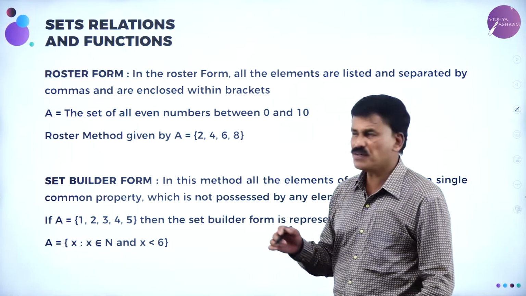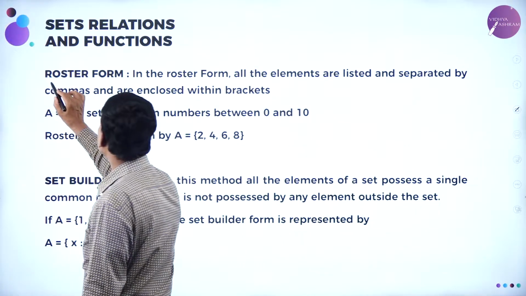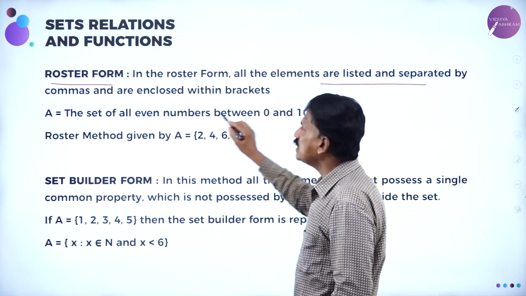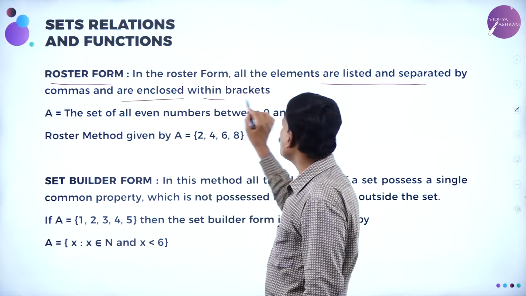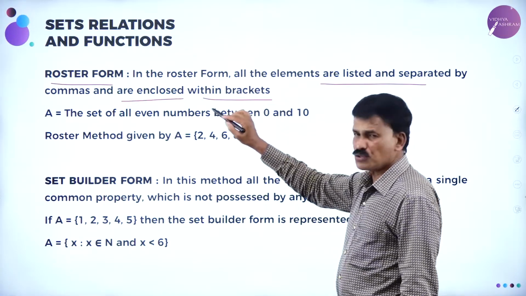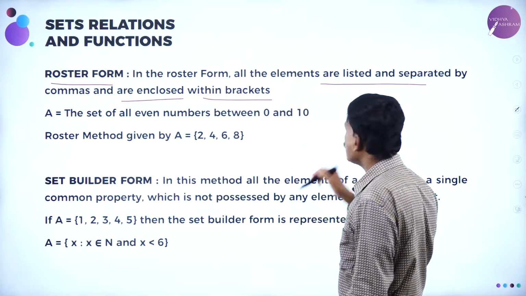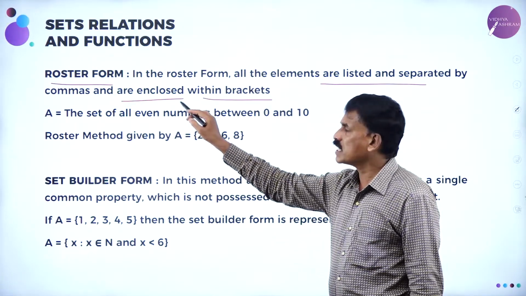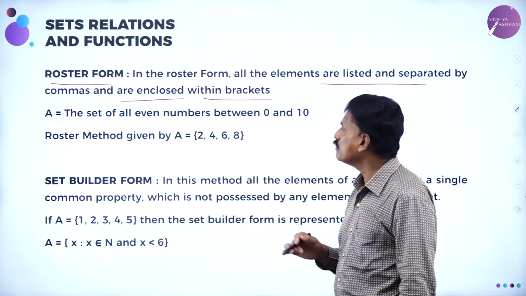Now let us come to the first one. What is the roster form? In roster form, all the elements are listed separately by commas and are enclosed within brackets. That is, in the roster form, all the elements of the set are listed, separated by commas, and enclosed within the brackets.